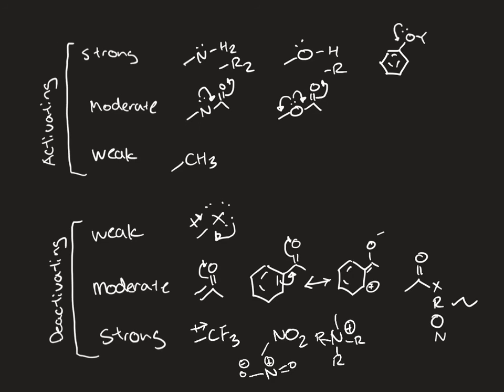And so I want to talk about how these groups will affect adding a second substituent on. So if one of these groups, whether activating or deactivating, is already on the benzene ring, how will that affect the addition of another substituent? So it's easy to just remember that everything from strong activating, moderate activating, weak activating, to weak deactivating are all ortho-para directors. And so that means the moderate and strong deactivators are meta-directors.